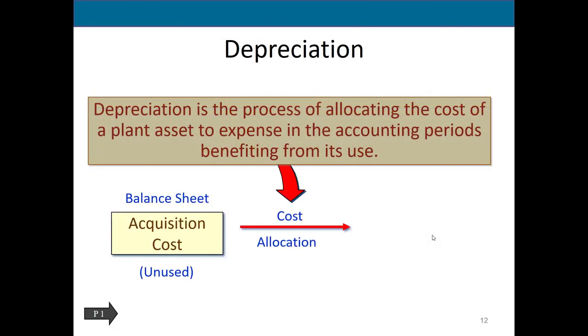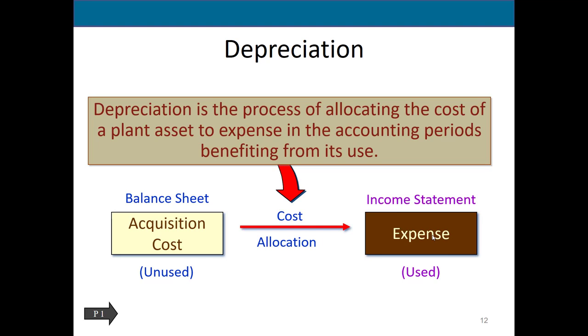So, depreciation, again, it's the process of allocating or writing off the cost of a plant asset into an expense account to the accounting period benefiting from its use. Remember, the matching principle says that we must have expenses in the appropriate period in which they benefit revenues. Well, if I've bought a $60,000 building that's going to last me for 5 years, I need to spread that $60,000 cost into expense over 5 years. That's what this cost allocation is all about.